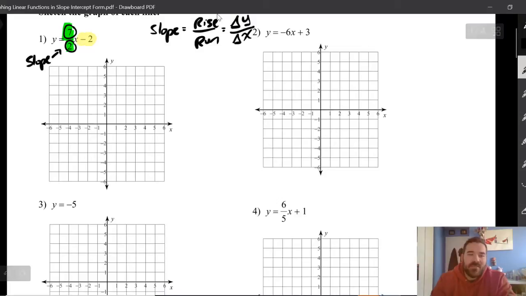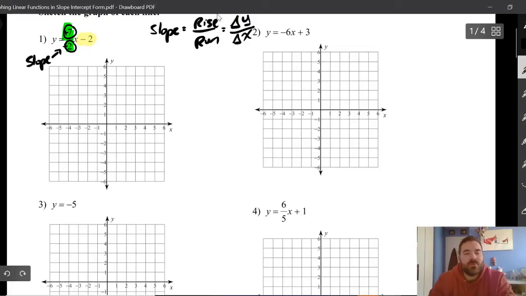So for every 7 units that I go up, and it's up because this is positive 7, then I go 2 units to the right, and it's to the right because it's positive 2. Left is negative, right is positive, down is negative, and up is positive. And that sort of makes sense because it's the same thing on a coordinate grid. Right is positive, left is negative, up is positive, and down is negative.